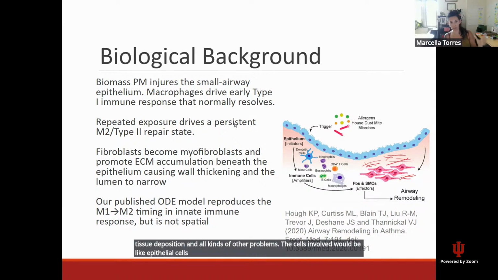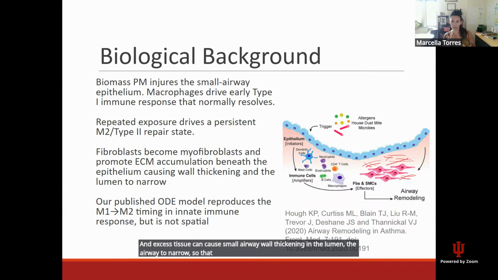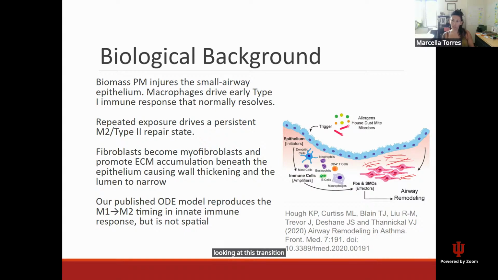I mean, there are more cells involved, but a simple representation would include macrophages, epithelial cells, fibroblasts, and myofibroblasts, because these are all involved in this repair process. And excess tissue can cause small airway wall thickening and the lumen, the airway, to narrow, so that can be irreversible. So I'm interested in looking at this transition from a reversible response to a potentially irreversible response.